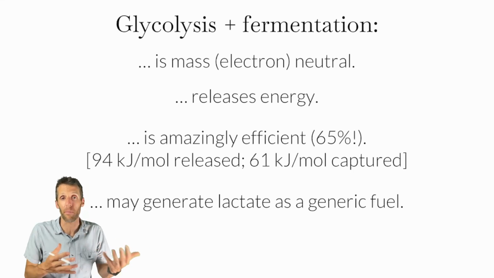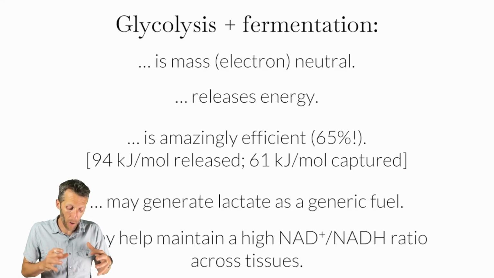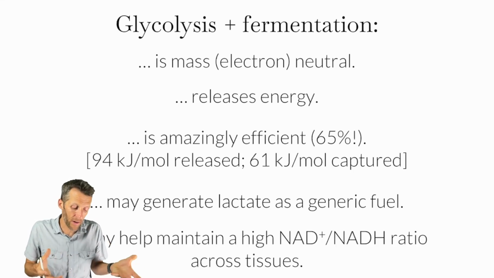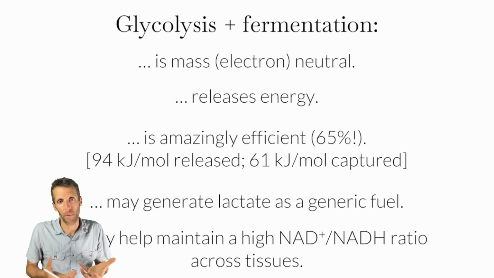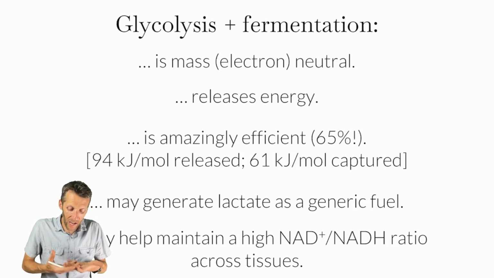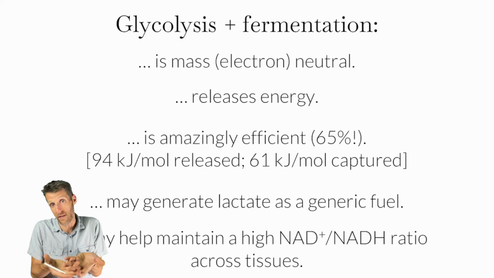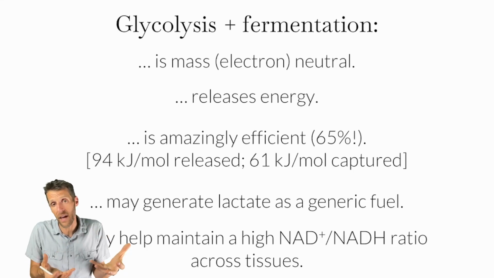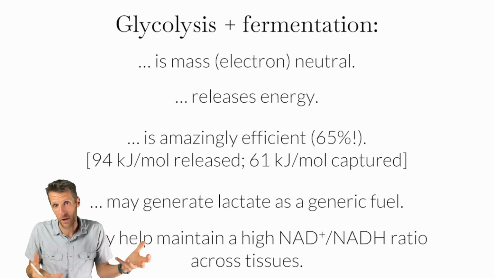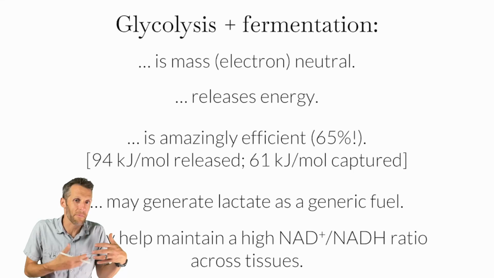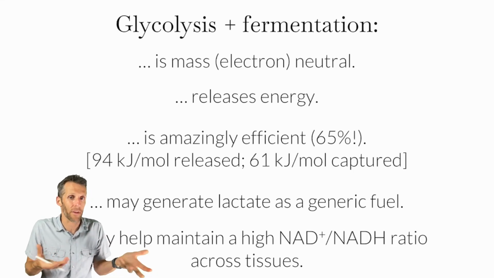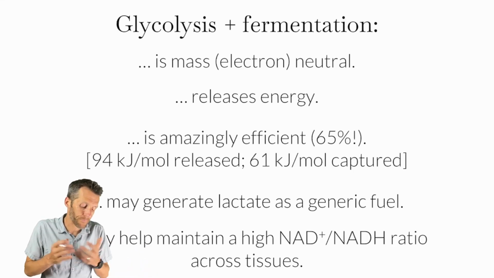It's actually something that people are still discussing in the field right now. But I think that the idea here is this glycolysis fermentation combo might actually help maintain high NAD to NADH ratios across tissues. So, when you're doing lactic acid fermentation in your muscle cells, it's actually helping your kidney cells maintain an NAD plus to NADH ratio that's useful.